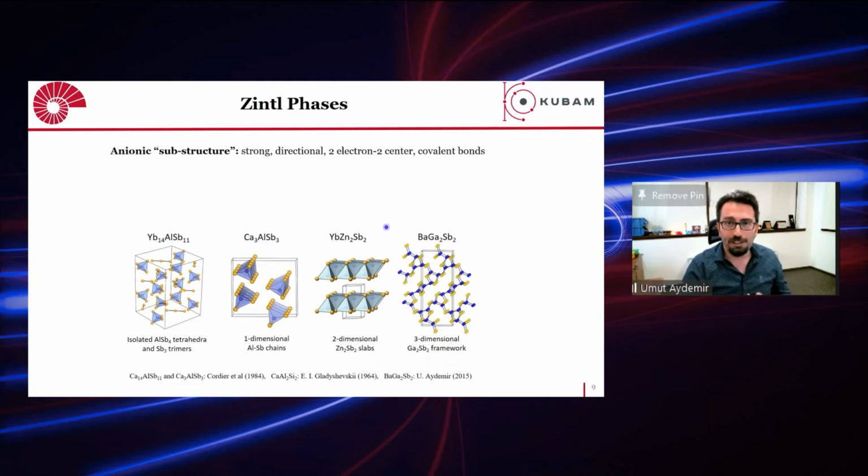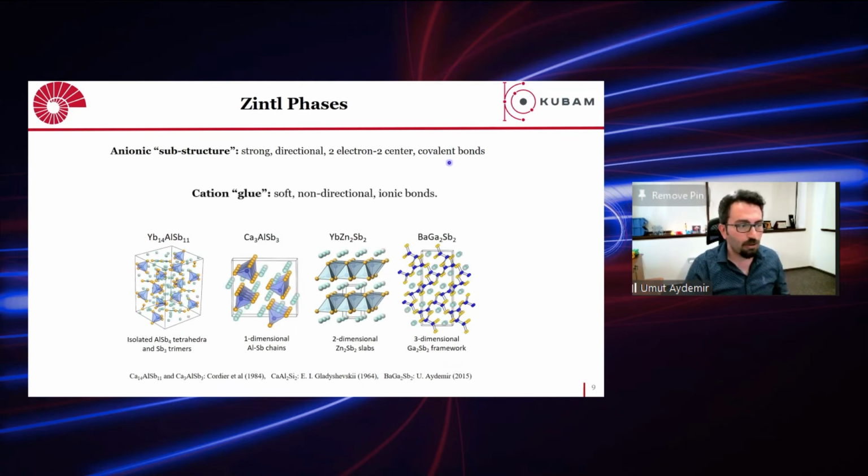The Zintl phases are basically composite materials on the atomic scale. They have this anionic structure. You can see these are all anionic structures. This one is zero-dimensional, individual, independent tetrahedra. Here you can see the corner-shared tetrahedra in one dimension. This creates slabs, the layers in 2D, and they can also have a 3D structure. This is the anionic structure, and the structure has strong directional two-center, two-electron covalent bonds.